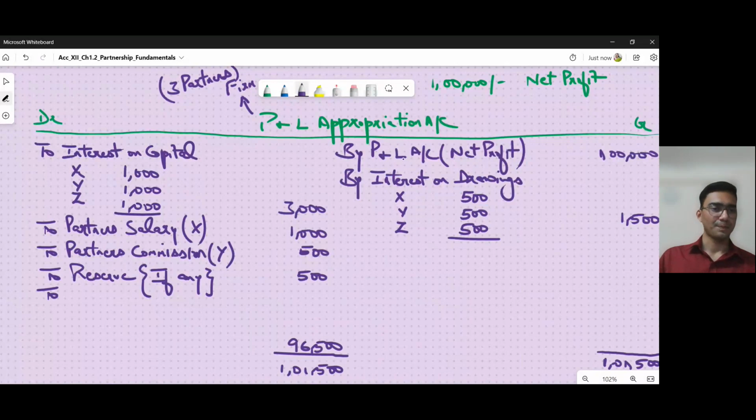Where do I transfer this? This is going to be transferred, so I will write to transfer to partners' capital account. And since we have not set any ratio, we will divide this equally between these three partners, X, Y, and Z. So how much is this division? We'll just see how much is this division coming on to.